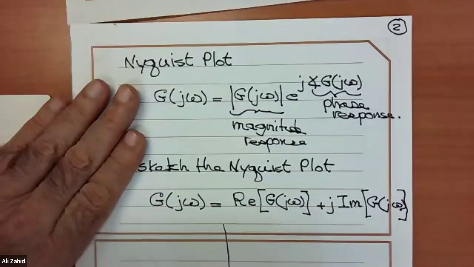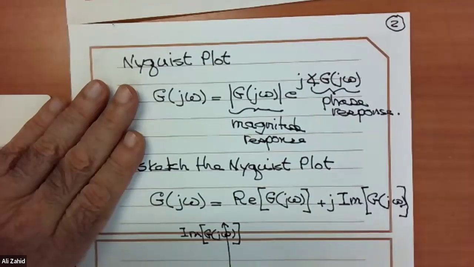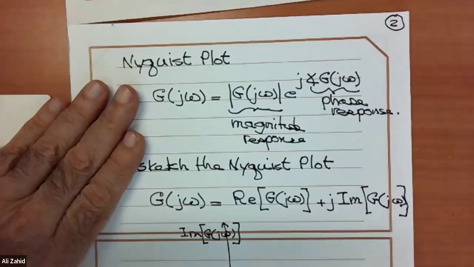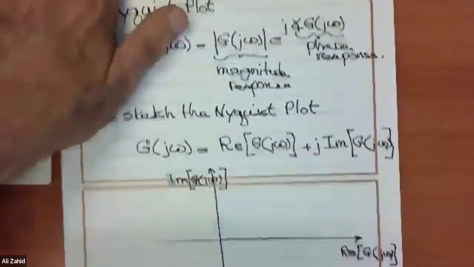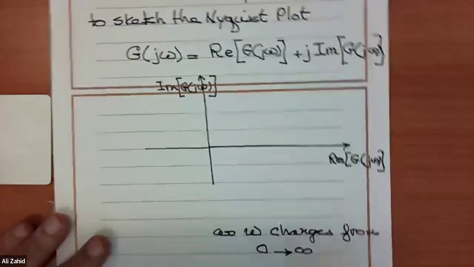And then sketch a single graph of the imaginary part of G of J omega with respect to the real part of G of J omega, as omega changes from 0 to infinity. Are you following me so far? Yes.